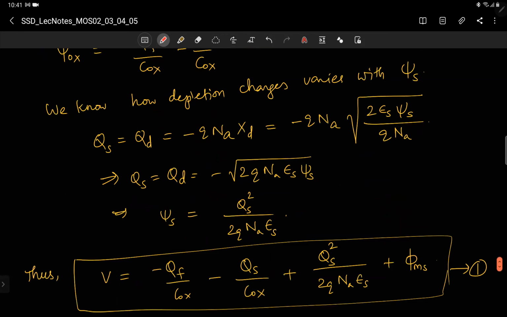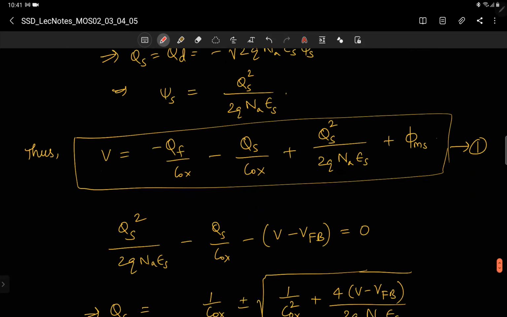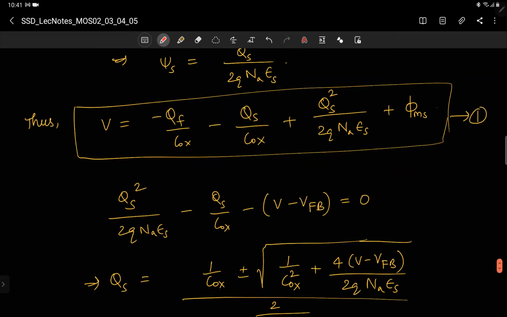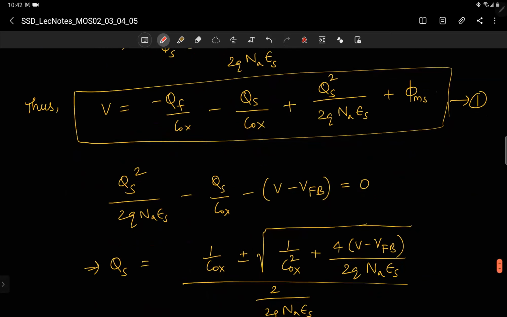You'll have these two together as psi ox, and this is basically psi s in terms of qs. Now that we have got voltage in terms of qs, let us find qs in terms of voltage. So it is a quadratic equation, and we are simply simplifying. And you know that minus qf by cox plus phi ms can be identified as vfb. So this term is here, minus qs by cox is here. V is taken to the left hand side and written like this.